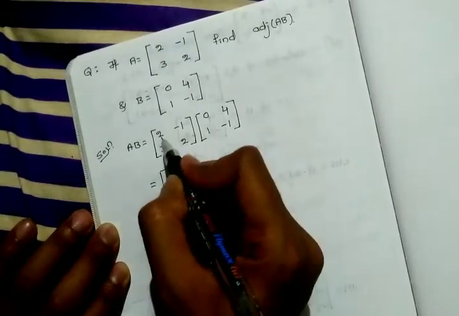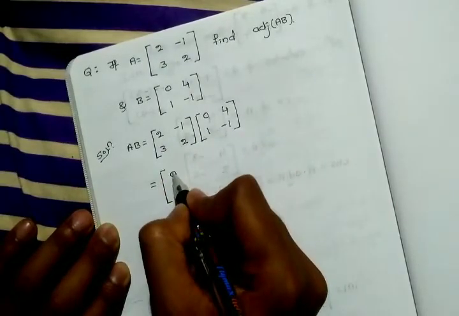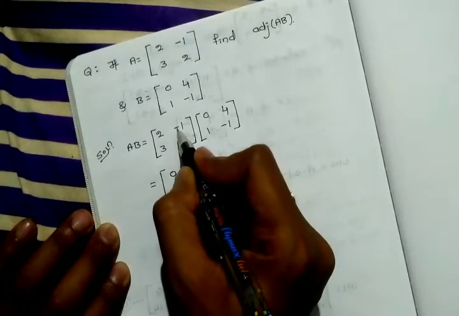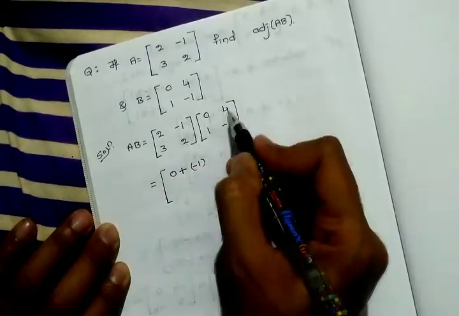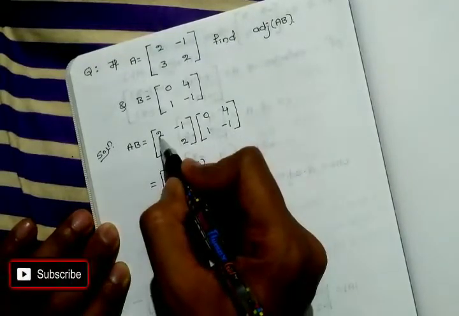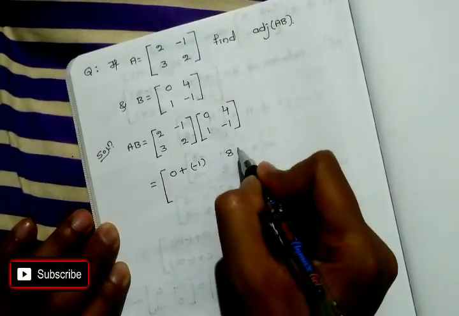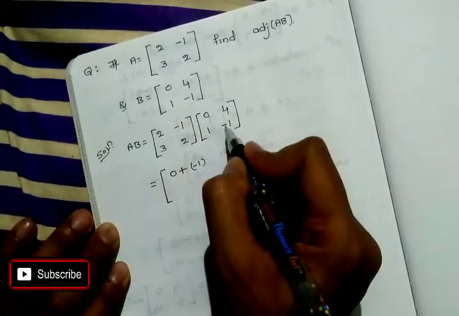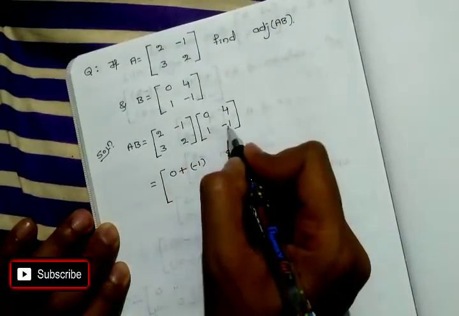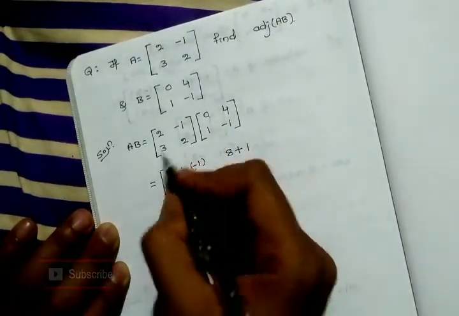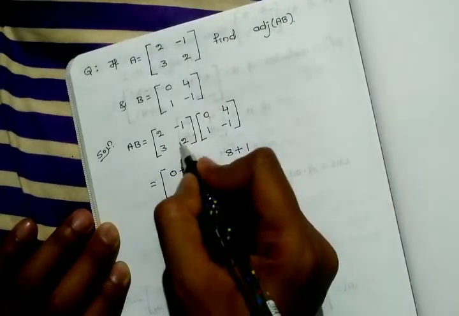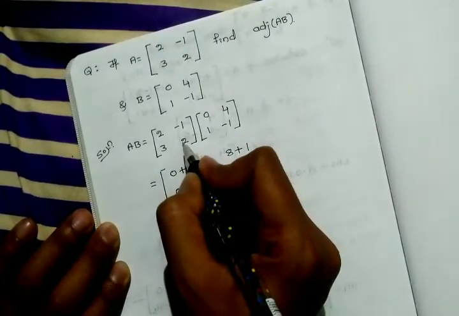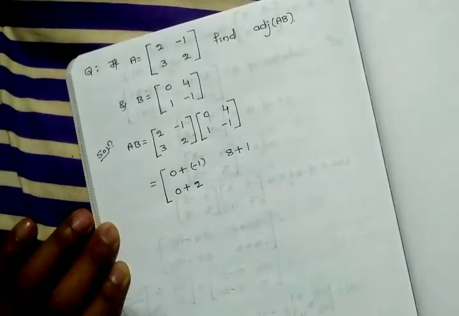First row, first column: 2 into 0 is 0, plus, minus 1 into 1 is minus 1. First row, second column: 2 into 4 is 8, plus, minus into minus is plus, 1 into 1 is 1. Next, second row, first column: 3 into 0 is 0, plus 2 into 1 is 2.